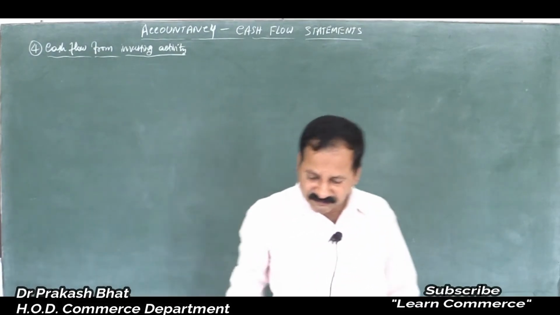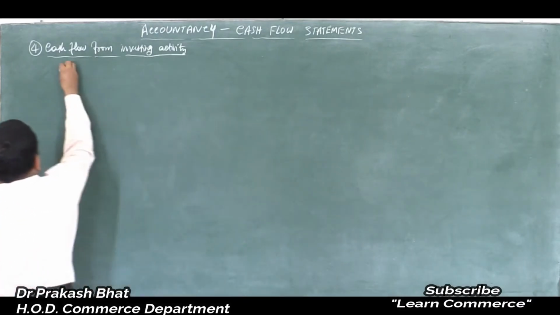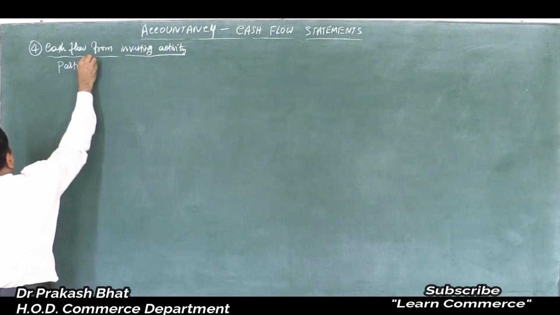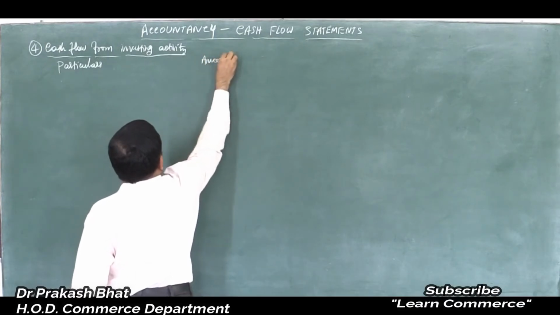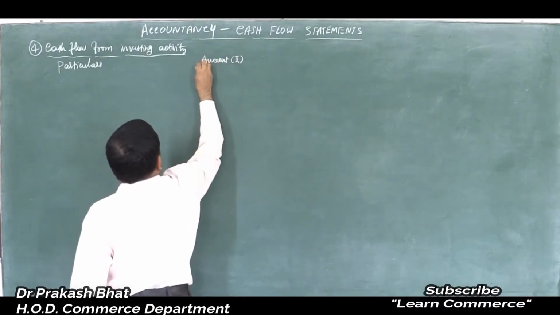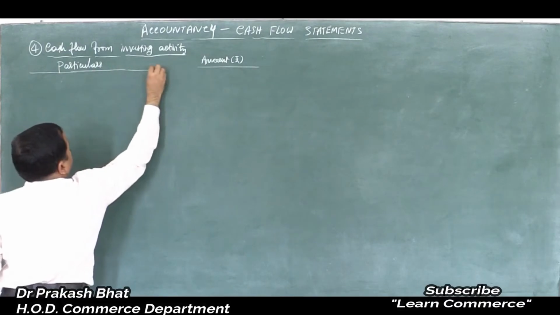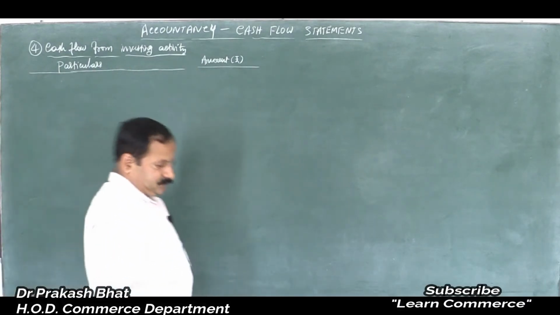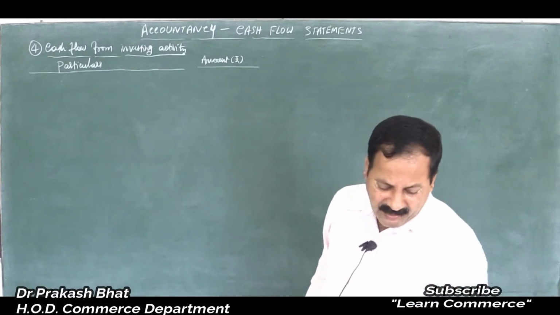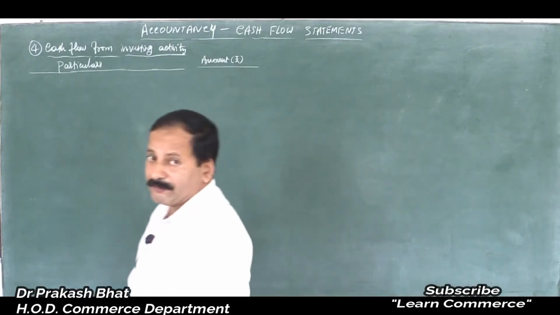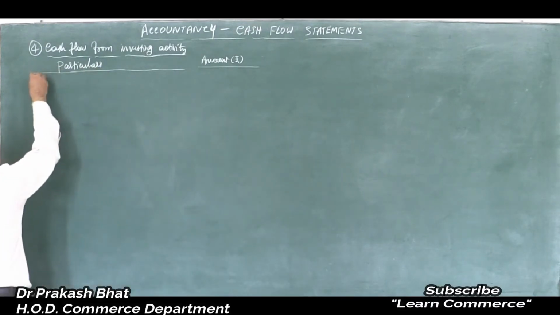Let us start. Particulars and amount in rupees. 2 columns. And amount in rupees. So now plant is sold, cash inflow comes, isn't it? Cash inflow will be there. When we sell the plant, cash comes in. So take that as the starting point, sale of plant.